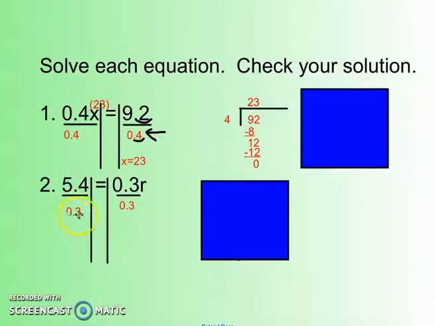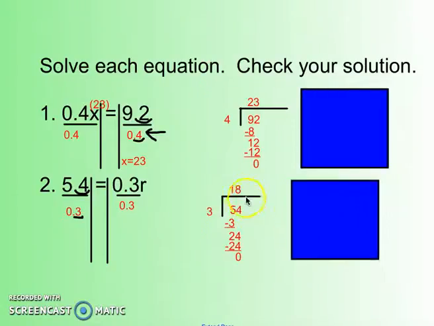It's the same thing. I notice that the second number is not a whole number, so I have to move the decimal point. I need to move it one place. If I move this one once, I need to move this one also once. And so really it turned into 54 divided by 3. And this is what I got, an answer of 18. So r is 18.